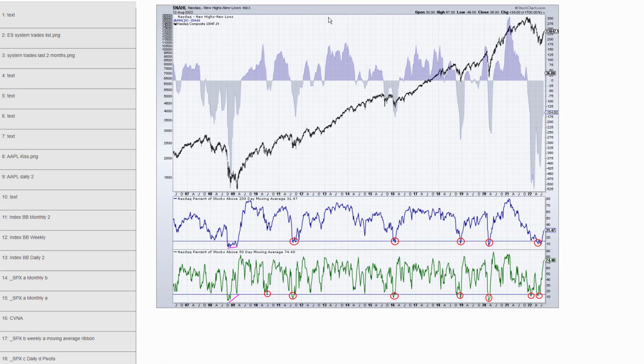Chart 35. So here's a chart that I talked about back in June, arguing for a major trade low. You had this, the percentage of stocks above the 200-day moving average was buried, which corresponded with all these previous market bottoms. And this indicator as well. So you had a lot of evidence for a major trade low back in June.